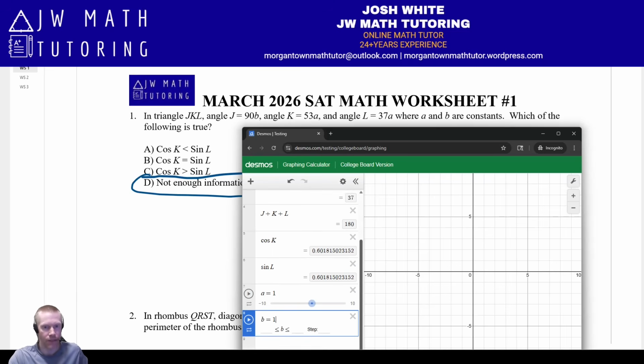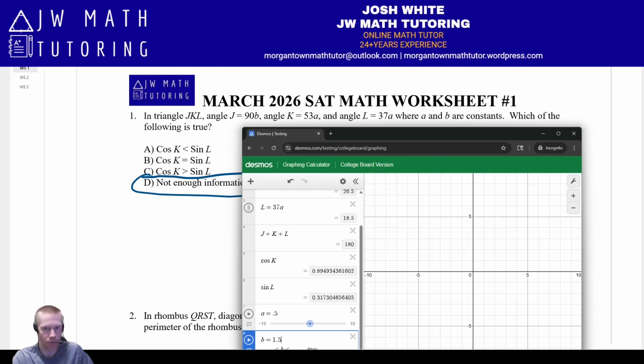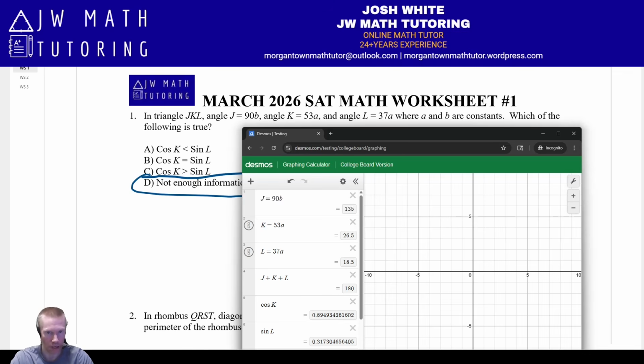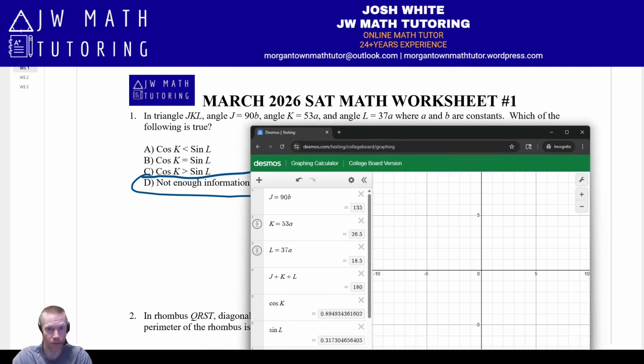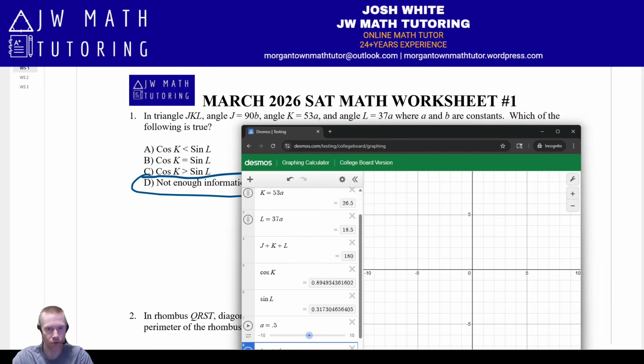However, this is not the only possibility. Let's say instead I make A equal to 0.5 and I make B equal to 1.5. Now first let's check our angle measures. They're all listed up here: 135, 26.5, 18.5. Do they add up to 180? The answer is yes. So these are acceptable values because they still make a triangle. Now, what happens to cosine K versus sine L? That's what we're comparing. Well, we can clearly see here that cosine K is greater than sine L.